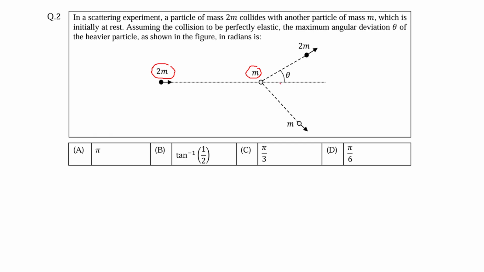So let us assume this angle to be phi. What is implied here is that there are two things. One is that the collision is perfectly elastic, so we can apply conservation of kinetic energy, and conservation of linear momentum is of course valid because there is no external force.